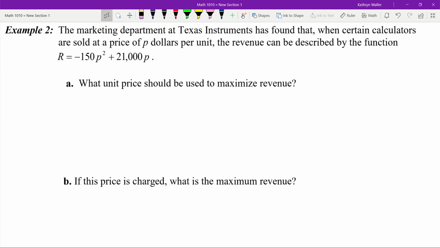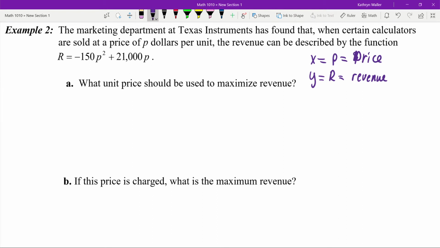Everybody freeze. First thing I always want you to do is go x equals, y equals. X is the first one, y is the second coordinate. It's solve for R, so I know my y is represented by my R. Read in the words, what does R stand for? It stands for revenue. That's how much money you bring in. X is represented by the variable P. What does P stand for? It stands for price, dollars per unit.